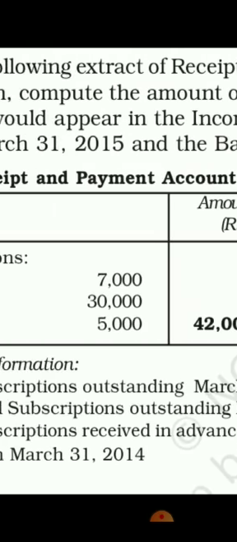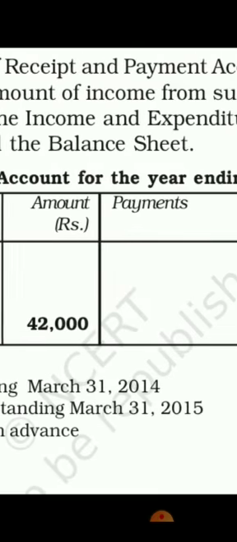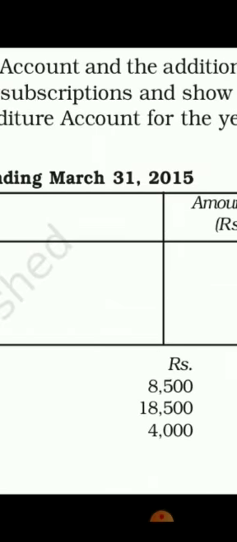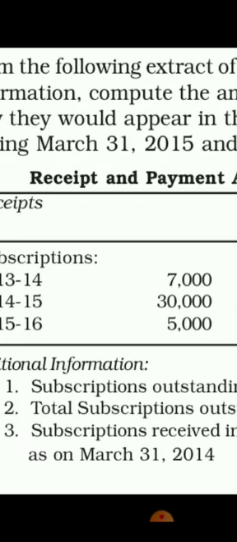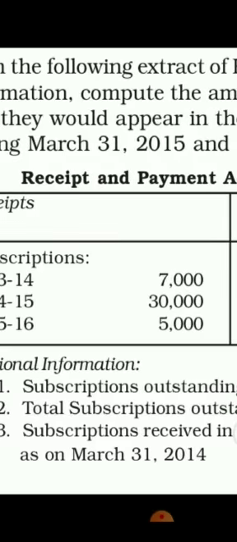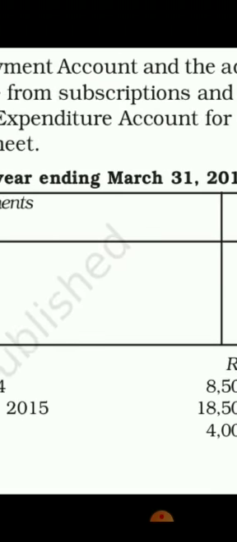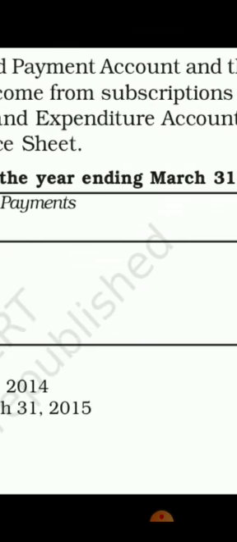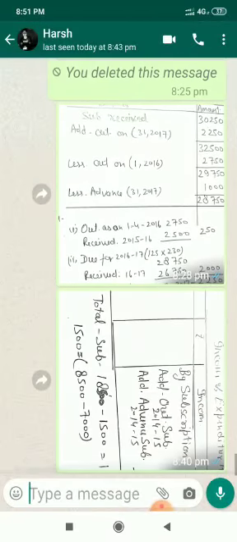Then total subscription outstanding on March 31 2015 is 18,500, and subscription received in advance as on 31st March 2014 is 4,000. Okay, now I think the question is clear. Then we are going for the answer, how to present this question.